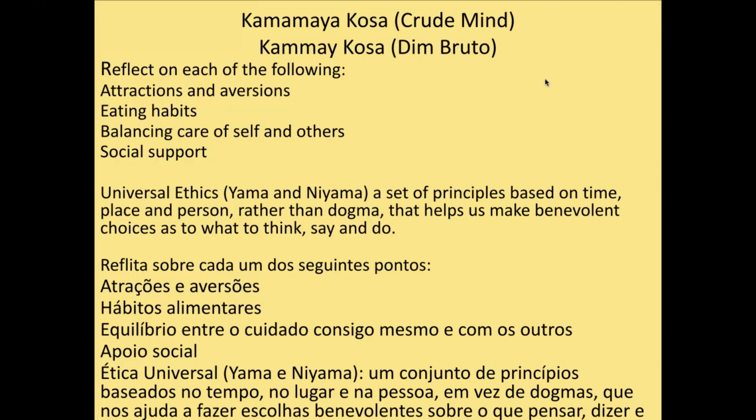For the Kamamaya kosha, the crude mind, you want to reflect on the following. What attractions and aversions do you deal with? What are you most attracted to? And what do you try to avoid personally? Everyone knows what their own attractions are. It's like there are certain foods that we're attracted to that we eat too much of. Mine is chocolate. So I have to limit the amount of chocolate I eat.